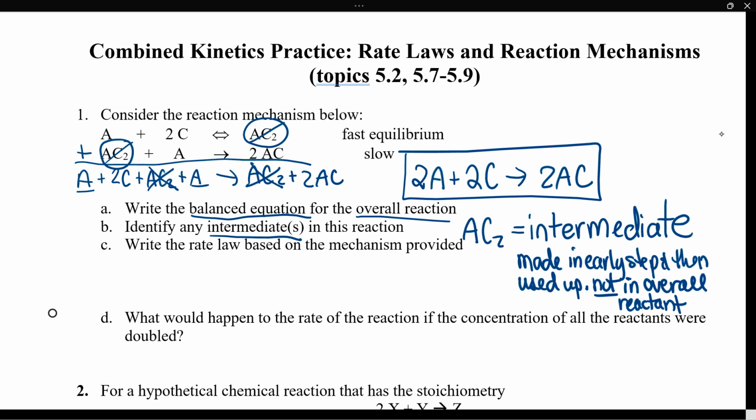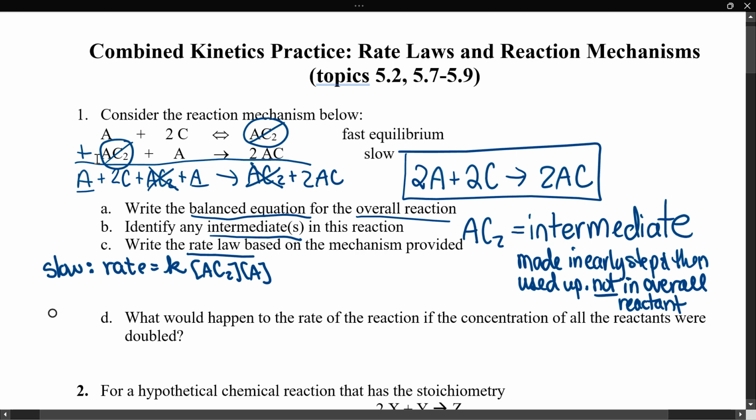Okay, next one, write the rate law. The rate law is determined by who's in the slow step of the reaction mechanism. So first let's look at who's in the slow step. If we look at the slow step, the rate law is going to be rate equals some constant K times the concentration of things in the slow step. So there's 1A and 1AC2 in the slow step. They're both going to be first order. So that's just my starting point with my rate law: I've got 1AC2 and 1A in the slow step of my mechanism.